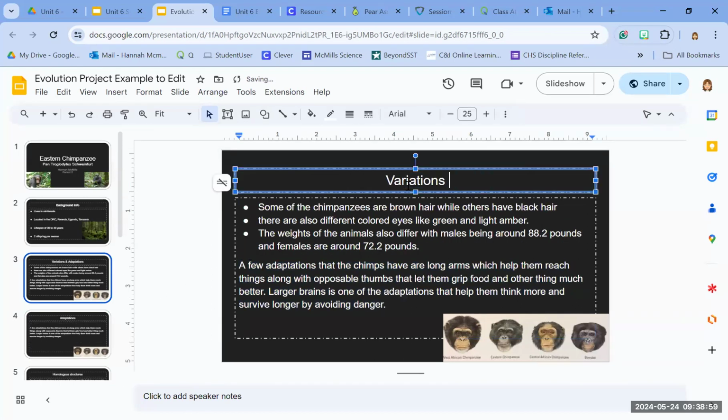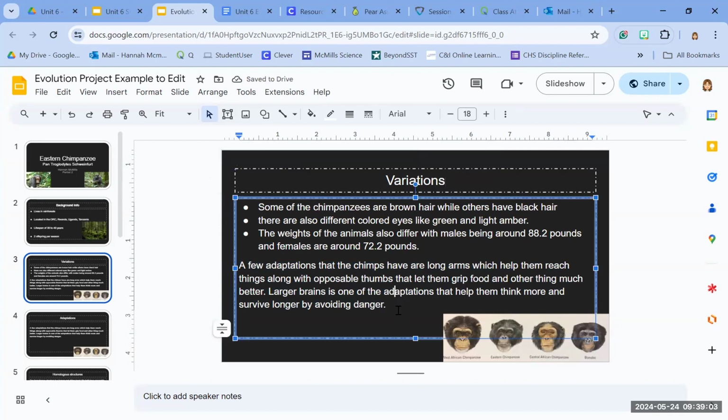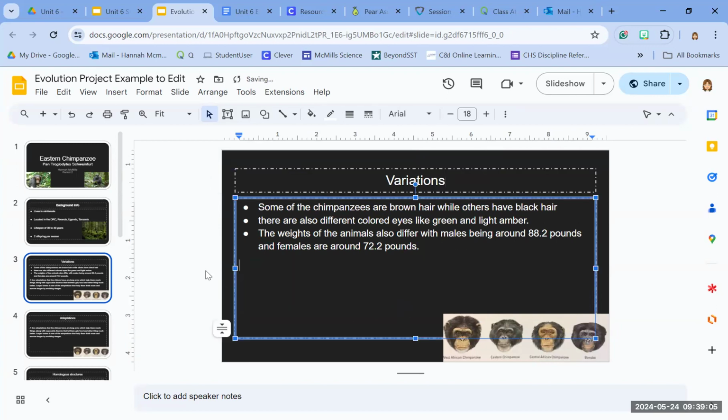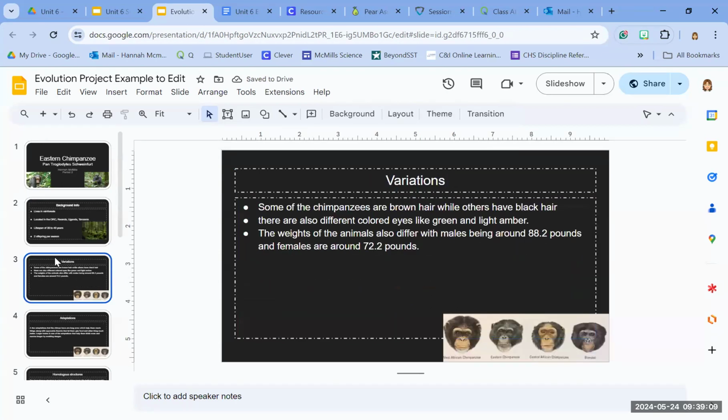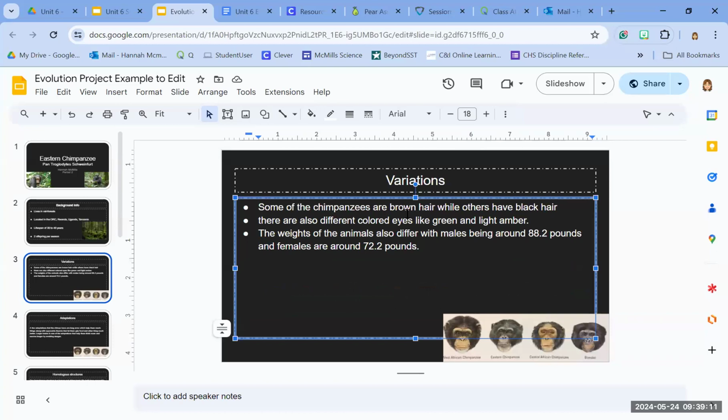This project has no slide limit or minimum, so you can have as many or as few as you want. So we're going to make this one about variations. Some of the chimpanzees have brown hair, others have black hair. I know we're talking about chimpanzees, and I know we're talking about variations. So I would just put brown hair or black hair would be a variation.